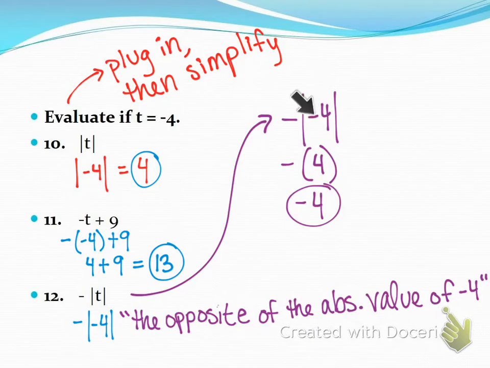-4, good. So the absolute value turned the 4 inside those bars into a positive, but the negative sign on the outside meant we're taking the opposite of it, so it goes back negative. You got to be able to keep track of your positive and negative signs.